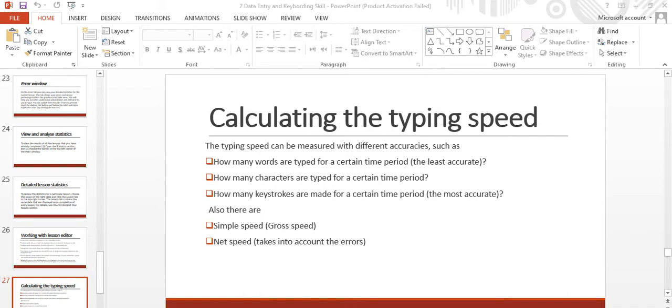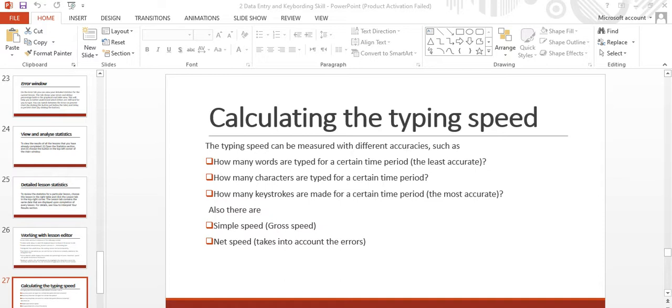Hello everyone. Today we are going to learn about calculating the typing speed. In Rapid Typing, till now we have learned about how to type, how we should keep our hands, and what our body posture should be. Today we will learn how we can calculate our typing speed.